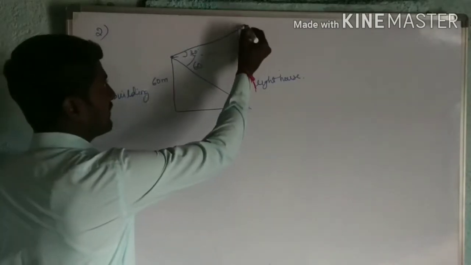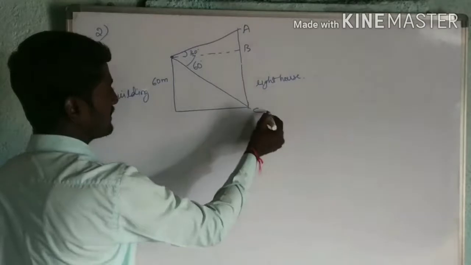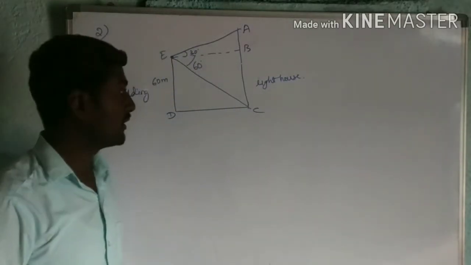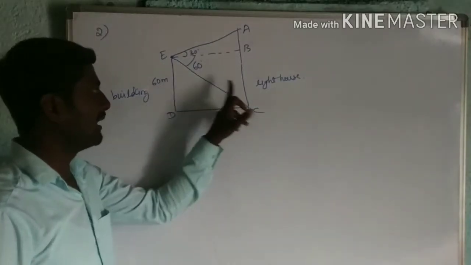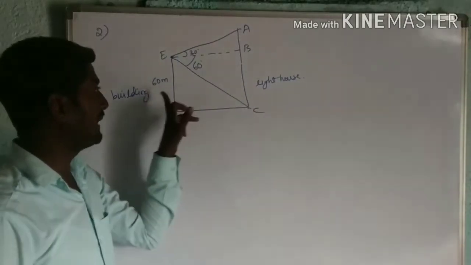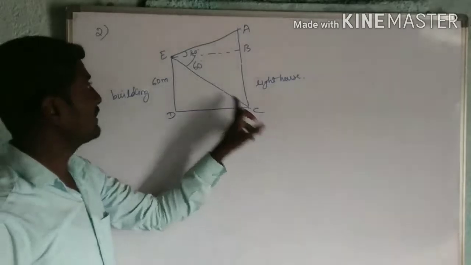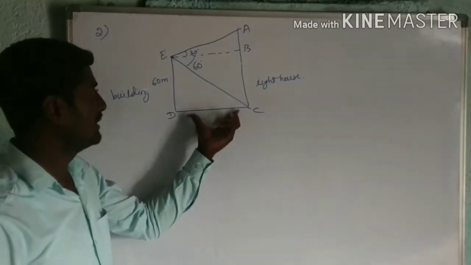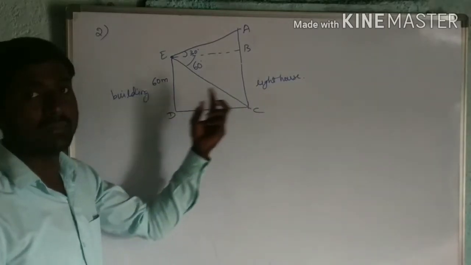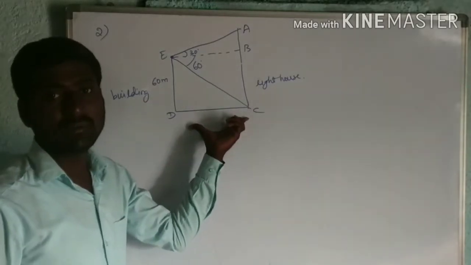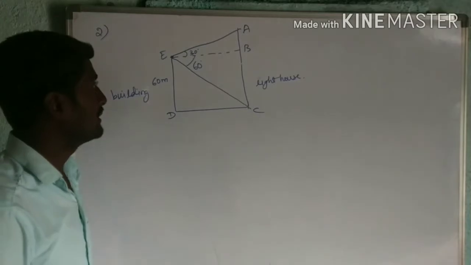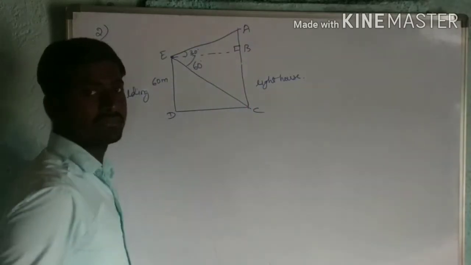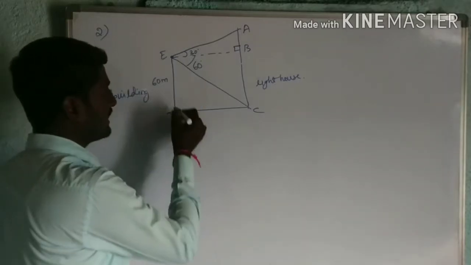Now first we shall name this diagram A, B, C, D, E. What we have to find? We have to find the difference between the heights of the lighthouse and the building, means AC minus ED. Second one is the distance between the lighthouse and the building, that is CD. Now there are two right angle triangles formed: ABE is one right angle triangle, and another one is EDC.